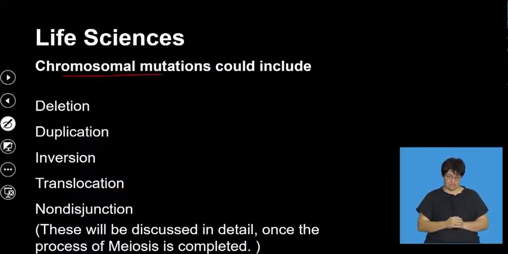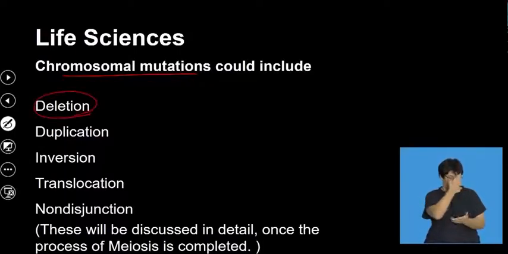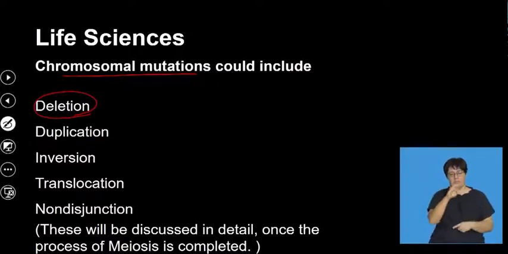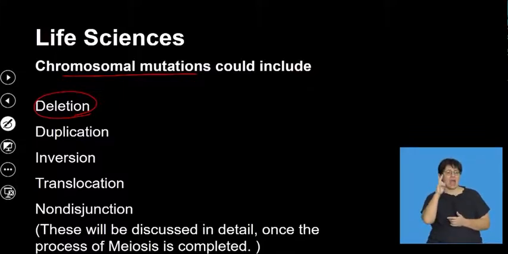There are several different types of chromosomal mutations. At this point, let's try and recognize what this means. A deletion of a chromosome would mean that a chromosome has been omitted from the gamete. We often see, in certain conditions like Down syndrome, a duplication of a chromosome.